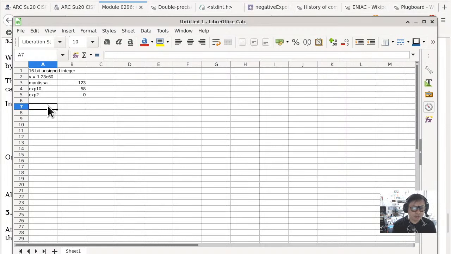If I were to use a table to represent this, column A is the mantissa, this is EXP10, and this part here is EXP2. So we start off with 123 in the mantissa and 58 in the exponent of 10. The first part is really easy. We just keep multiplying the mantissa by 10, let me do it one more time.